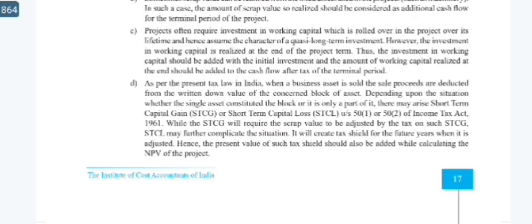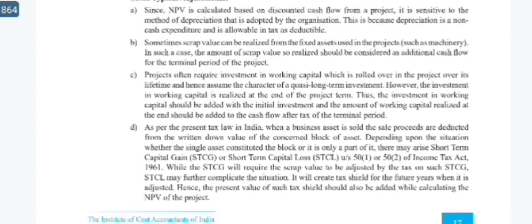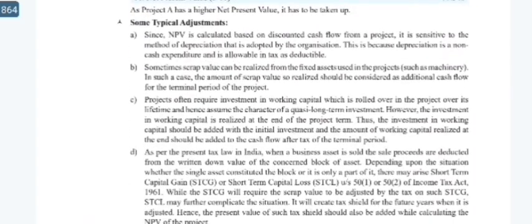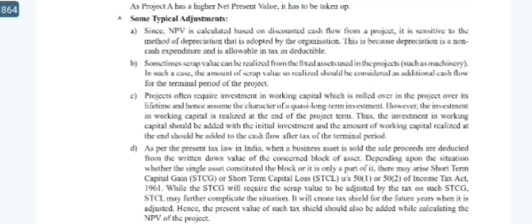If there are any sale proceeds, then it should be deducted from the written down value of the block of asset. If it is the only asset, then we have to calculate the tax payable on short term capital gain or tax savings on short term capital loss. So when we are calculating the NPV, these also should be considered. This is not included in the illustration, but there may be a chance of including it in the exam question. So we need to be thorough in these points also.